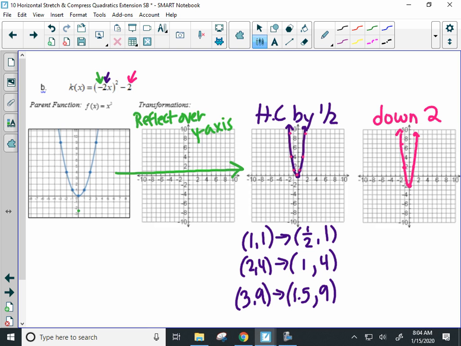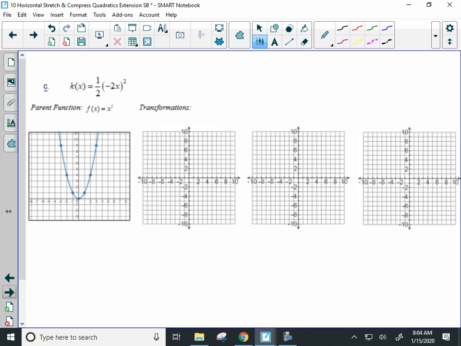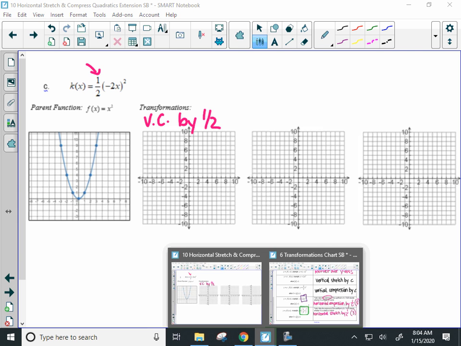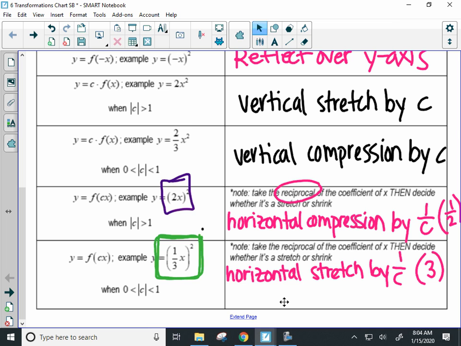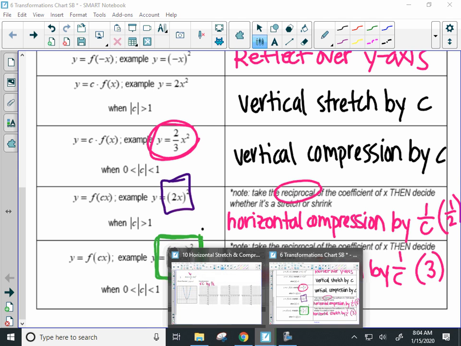Hopefully you're catching on to this horizontal change pretty easily. Last one, I have 1/2 in front. Oh, this is a challenge here. 1/2 in front, then a negative and a 2 in the parentheses, x squared. So the 1/2 in front of everything, that is a vertical compression. Now remember, vertical compressions, let's look here on my table, you're compressing by the number in front, by C. So it's back to what you're comfortable with.